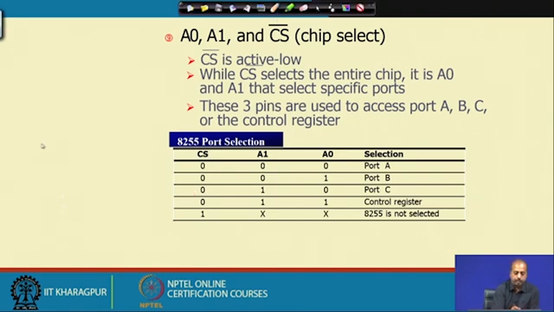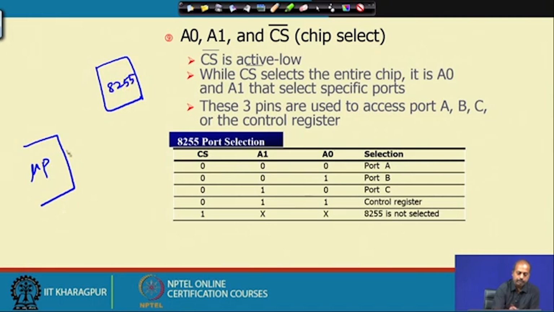What I mean is that, suppose this is the microprocessor or microcontroller that you have and this is your 8255. The address bus lines coming out from your microprocessor should go through some decoding logic. This may be a decoder, and this decoder should select this 8255 chip. This is the CS bar line, so for selecting it, the decoder should put a 0.